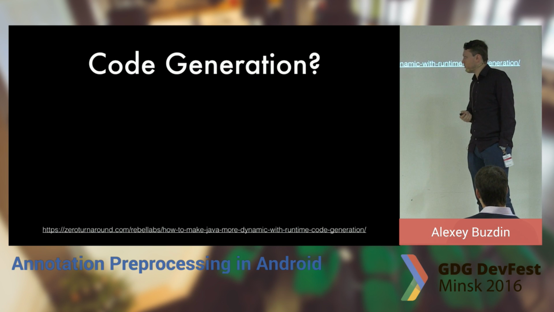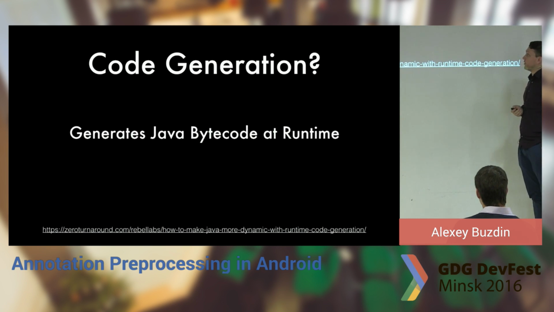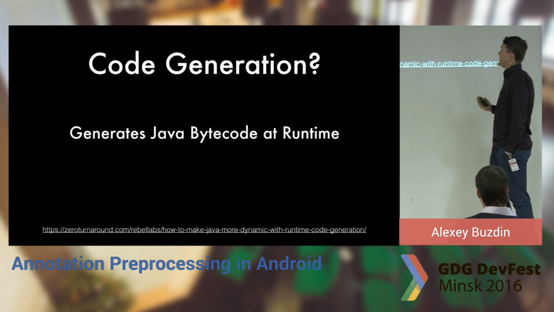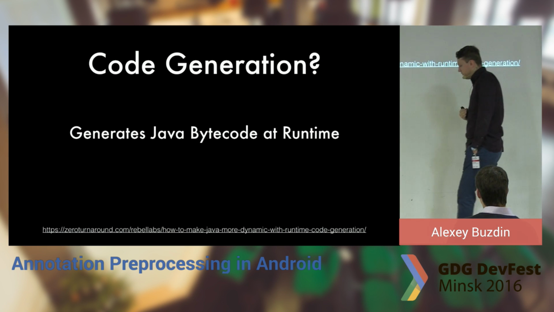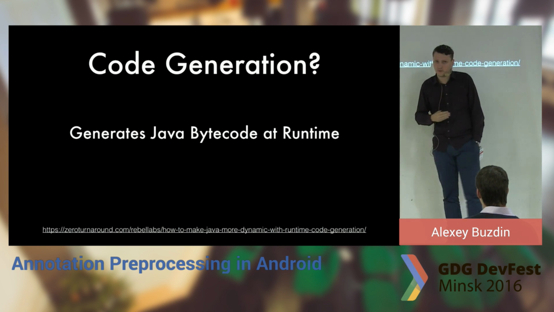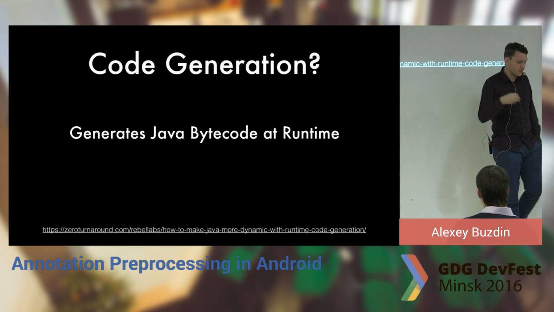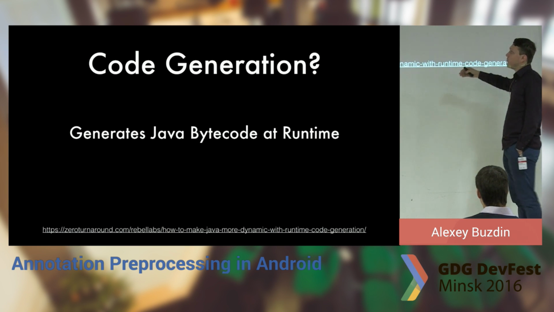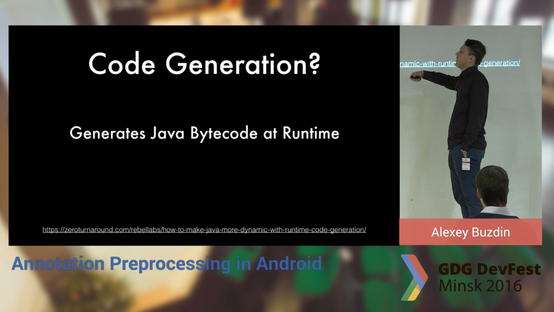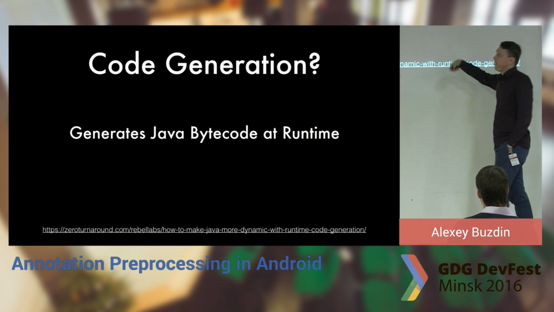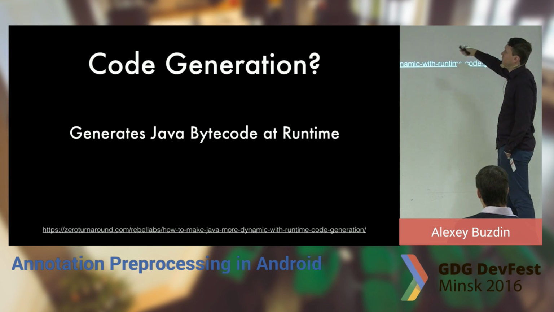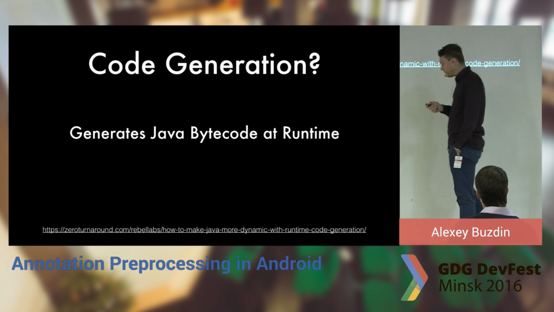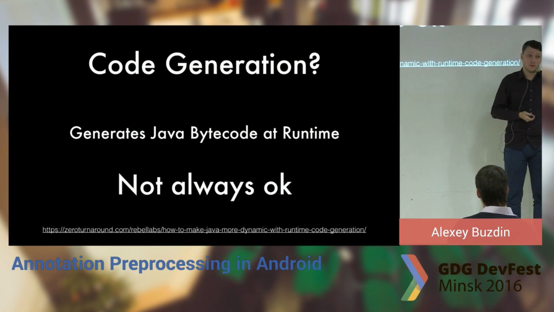And code generation is another great tool which generates Java bytecode during runtime. And a lot of dependency injection frameworks in Java, for example, Guice or Weld, they're constructing the bytecode during runtime. And the first time when you run this code snippet, it will be a bit slower. But then when the bytecode is constructed, it will run at the same speed as the normal code. But what's the problem? This does not always work.